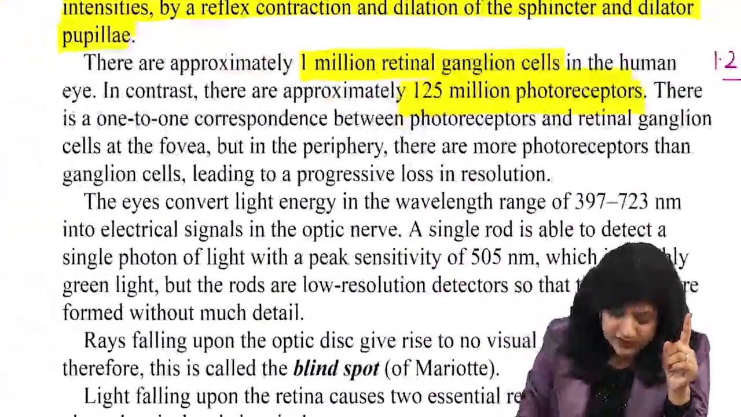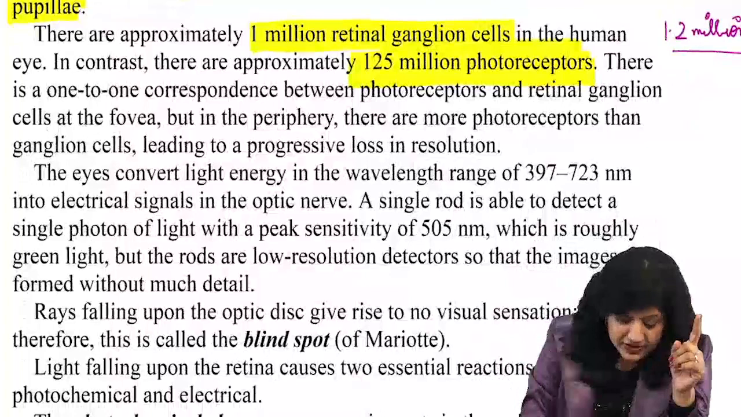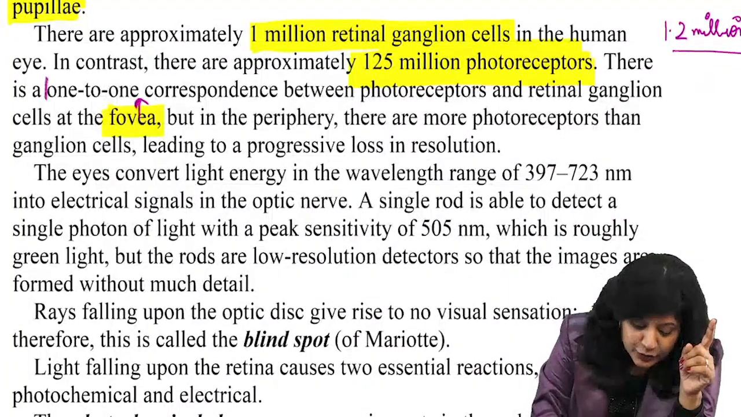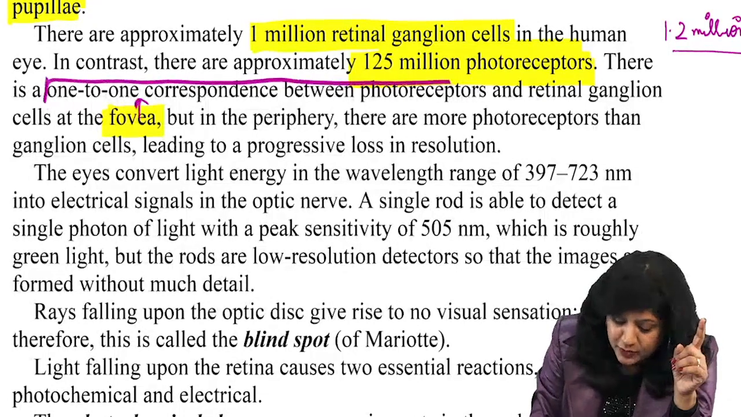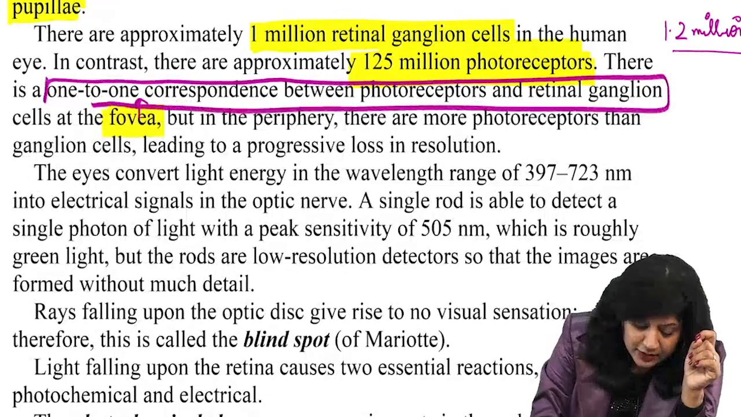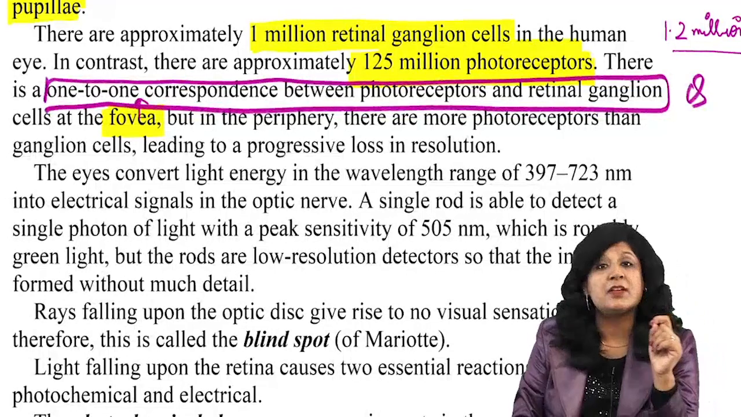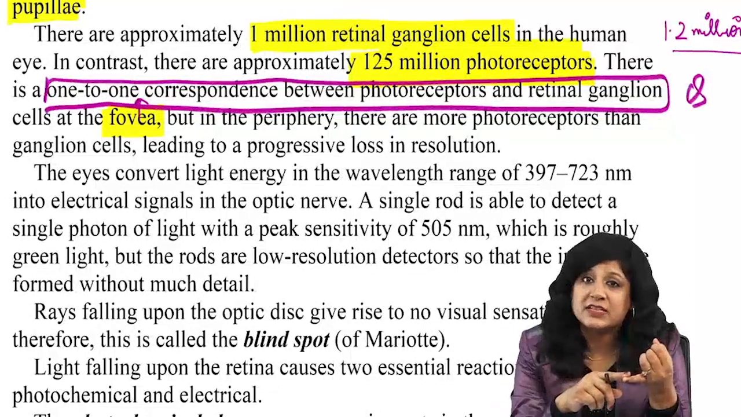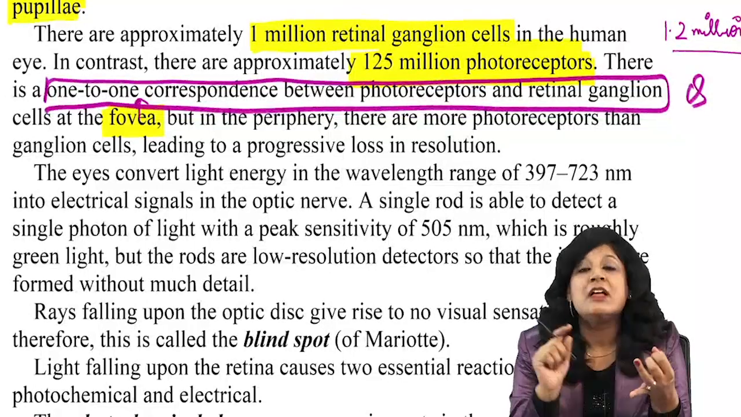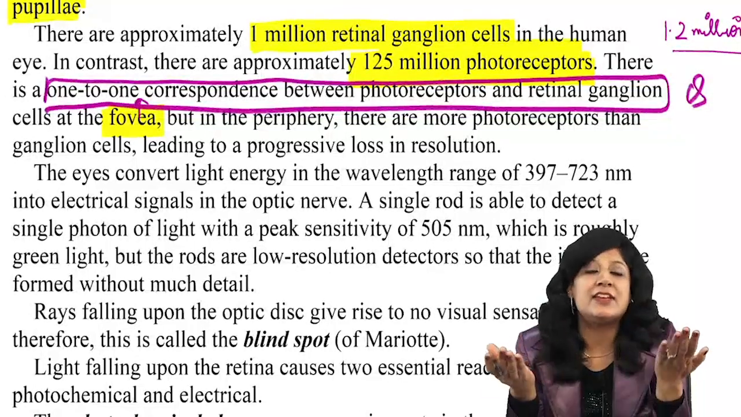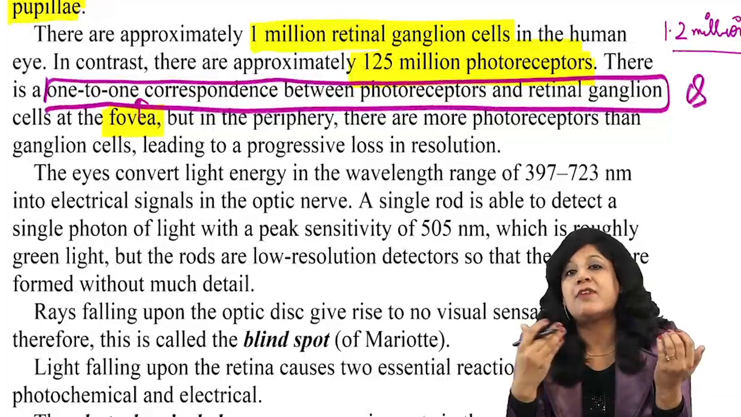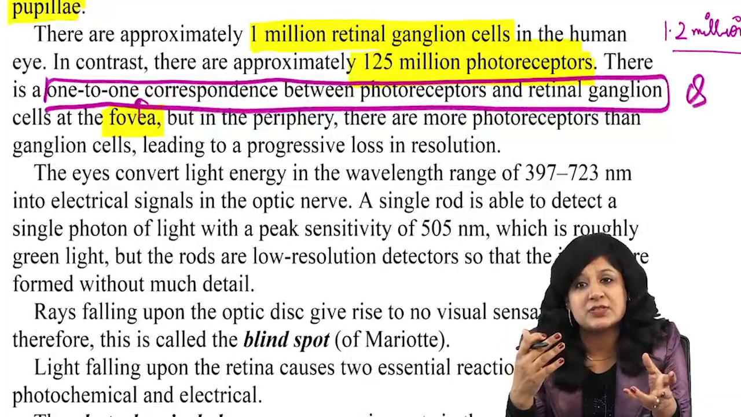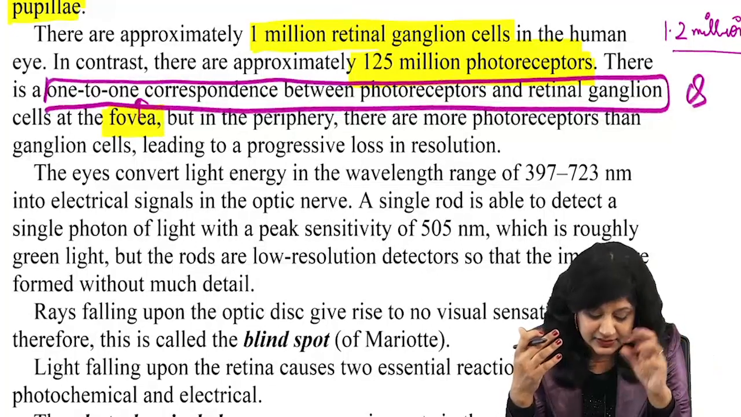So this is why, if you look at the foveal region, in the foveal region we have what you call a 1-to-1 correspondence between the two. Now this is again an amazing concept, because we know that the fovea is the most sensitive part of the retina. The sharpest image of the object will be formed on the retina. Why? The reason is that we have an amazing 1-to-1 correspondence between the photoreceptors and your ganglionic cells.